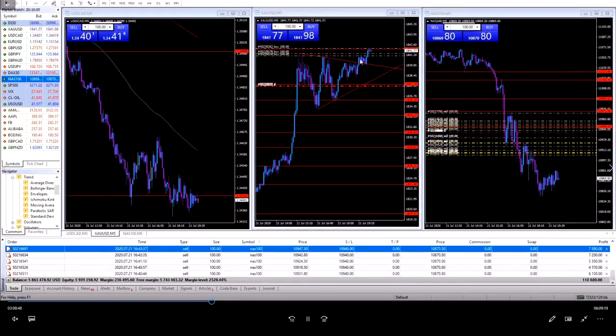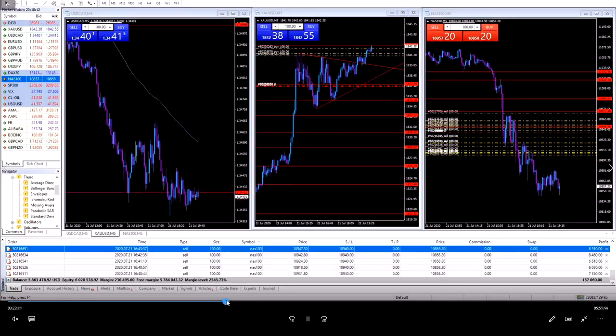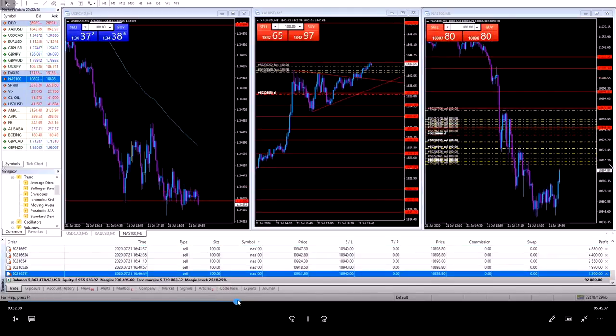Okay, it broke out of this channel. It was breaking out, and I was like, okay, let's buy it again. Let's take the breakout trade. And yeah, Nasdaq. What happened on Nasdaq?